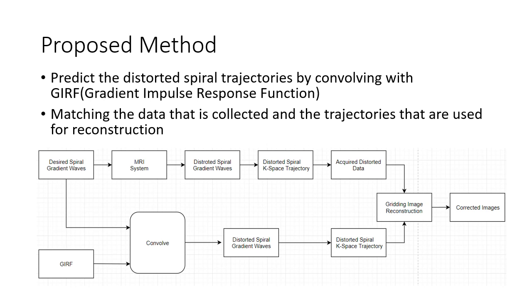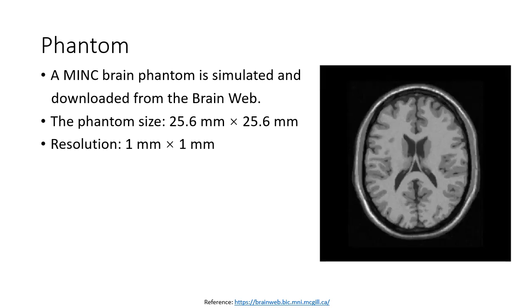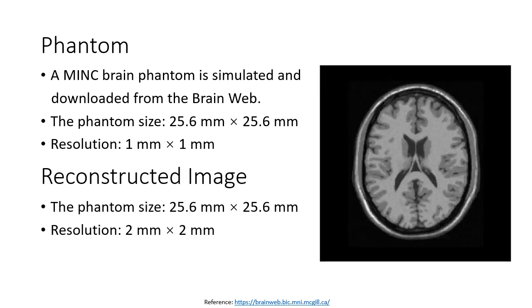Since in this project I used spiral trajectories, gridding reconstruction was used for image reconstruction. The phantom that I used is the mink brain phantom, which is downloaded from BrainWeb. The resolution is 1 mm and 256 pixels on each side. This is the phantom that I used. For reconstruction, I used a resolution of 2 mm.